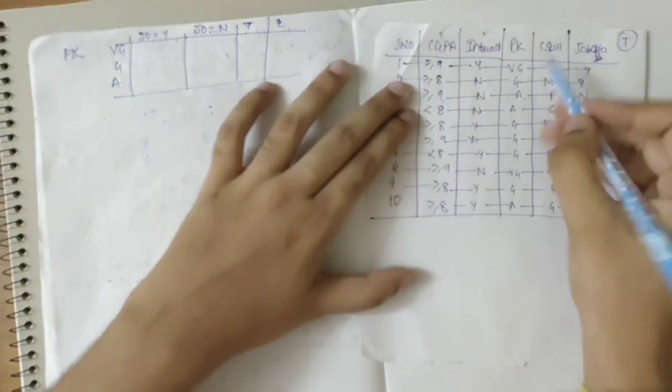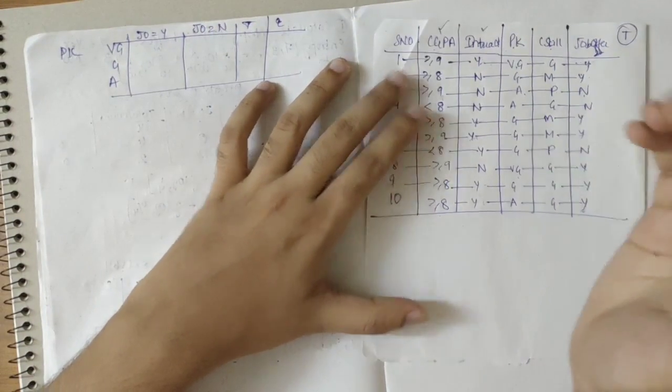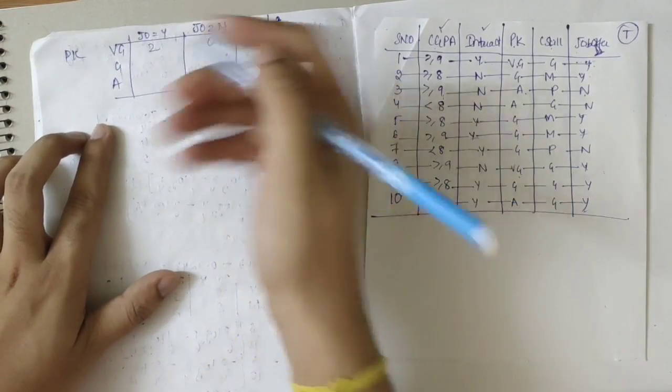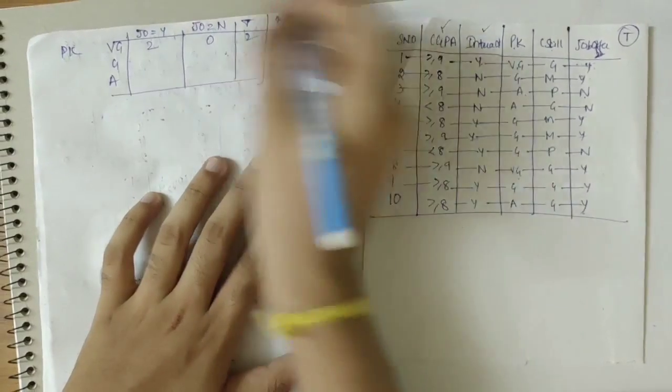So very good: 1, 2, there are only 2 very goods total. In that, very good yes, very good yes. So 2 very good yes and 0 no. So here the entropy would be 0.